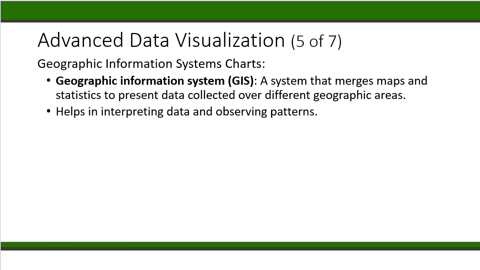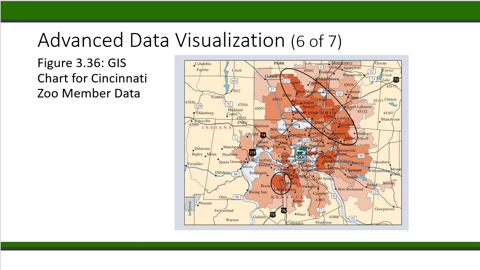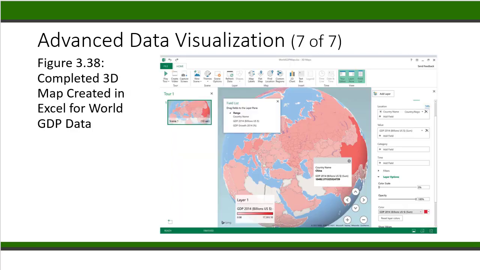So your book uses this example of this chart of the Cincinnati Zoo member data. And so they can show by the color where the higher density proportion of zoo memberships or visitors are. And you can also use that.